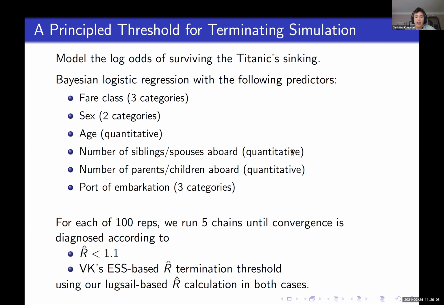And in this simulation, we had 100 replications. For each replication, we ran 5 chains until convergence was diagnosed according to 2 different things. One according to the threshold of 1.1, and then also separately according to the ESS-based R hat termination threshold. And just to hone in on the difference in the thresholds, we use the same Lugsail-based R hat calculation for both of these 2 termination thresholds. So same calculation, just when do we stop? Are we stopping according to R hat less than 1.1, or are we stopping according to the ESS-based termination threshold?